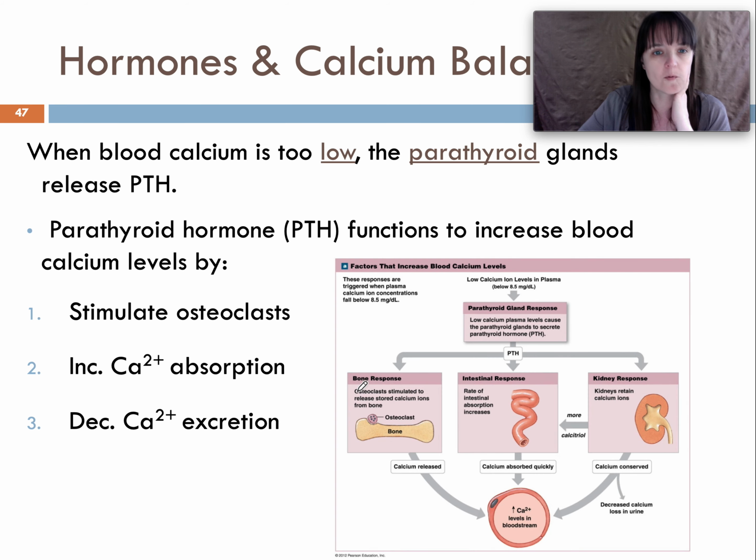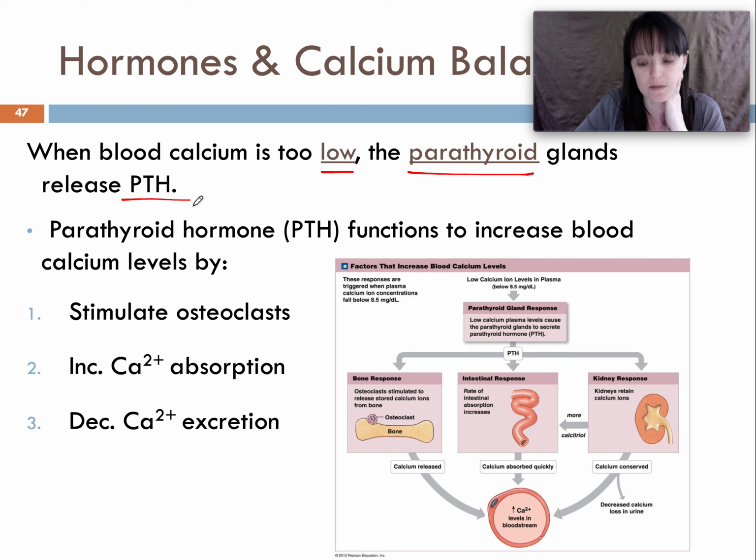So when blood calcium is too low, the parathyroid glands release parathyroid hormone. Parathyroid hormone, way back in the day when I was in school, was called parathormone, which I still say occasionally because I think parathormone sounds cooler than parathyroid hormone, and that's how that works. So there you go.